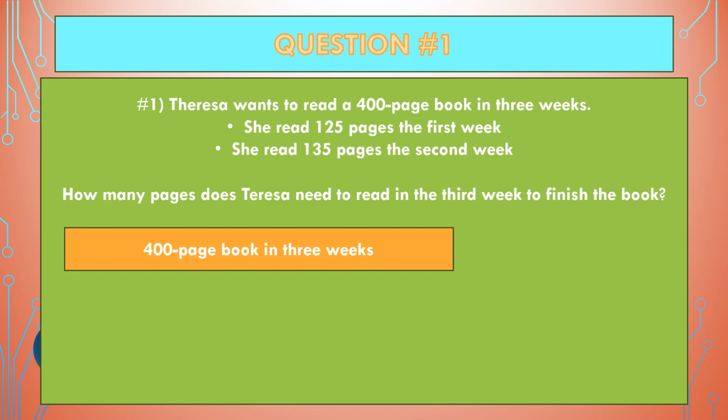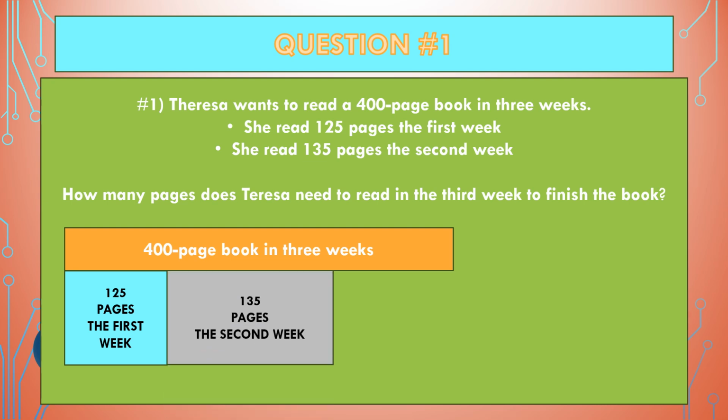That's her goal. Then it says she read 125 pages the first week. So in my first box, I'm going to write 125 pages the first week. The next bullet point says that she read 135 pages the second week. In my second box, I'm going to have 135 pages for the second week. Now, the question asks, how many pages does Teresa need to read in the third week to finish the book? Well, I don't know, but I am trying to figure out how many pages she needs to finish. So I'll write that in my third box.